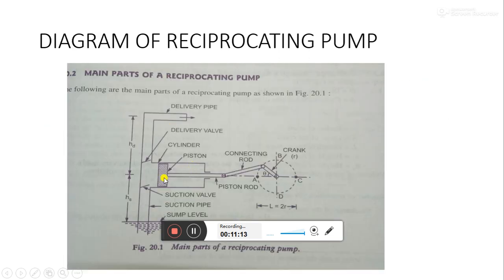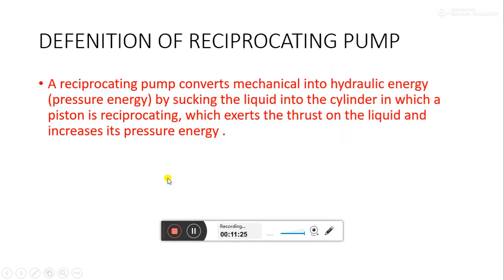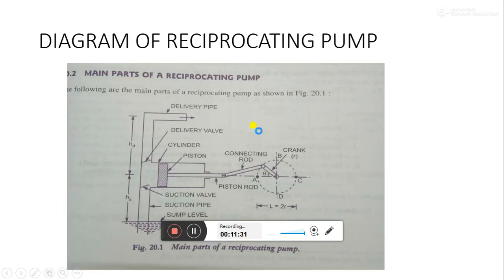So in which a piston is reciprocating. Yes, this piston is moving to and fro. To and fro motion is from left to right, then again from right to left. So this is a to and fro motion. That is what is written there, which exerts the thrust on the liquid and increases its pressure energy. So this piston exerts thrust.